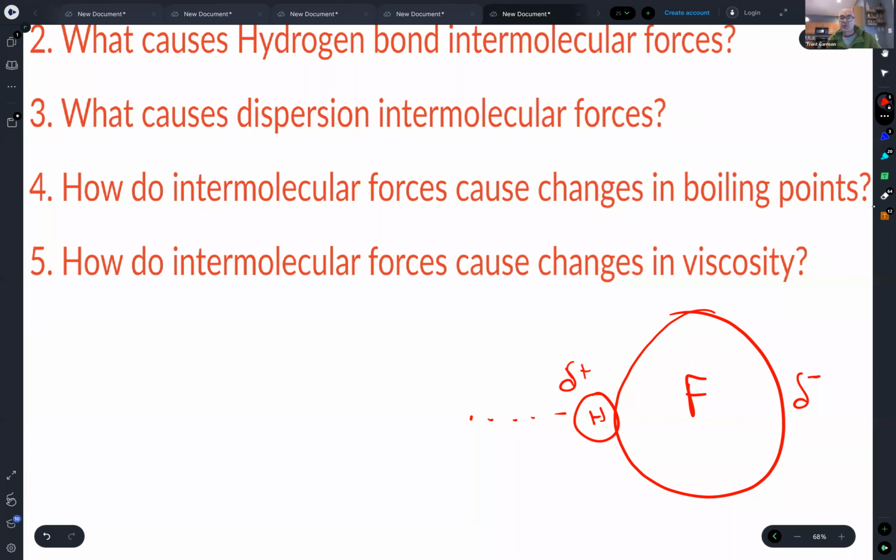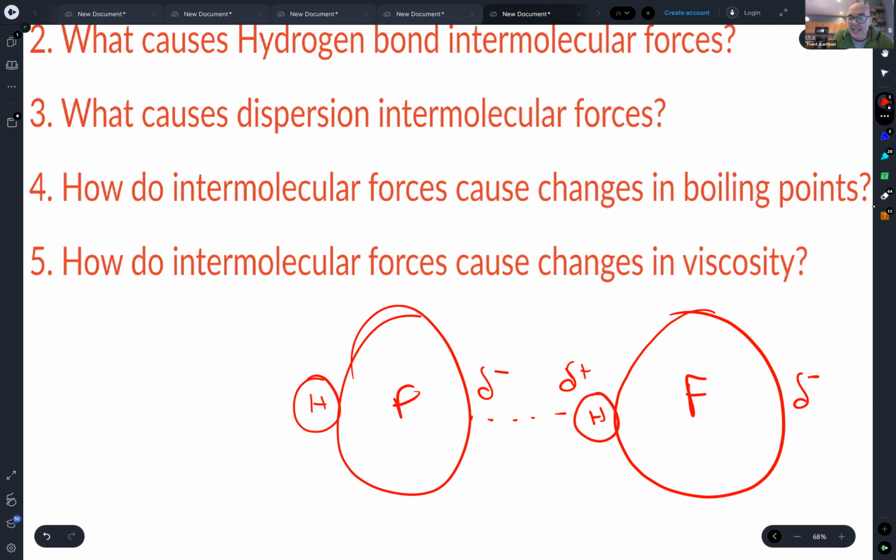So we could have another fluorine over here bonded to a hydrogen. So it would be basically the same idea as what the dipole-dipole is. The only key is, though, it's between three specific elements, nitrogen, oxygen, and fluorine. But it works the same way as a dipole-dipole. So it's the unequal attractive forces between molecules that have elements nitrogen, oxygen, and fluorine.